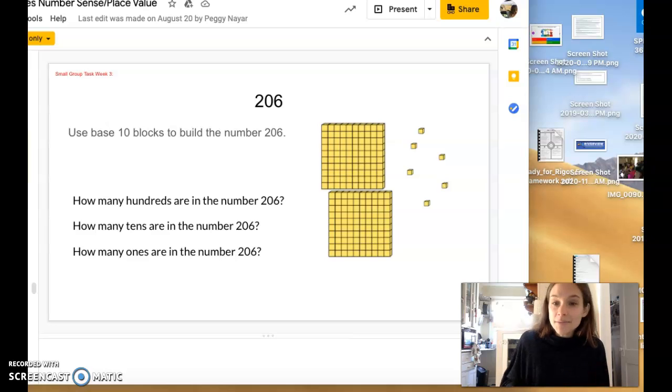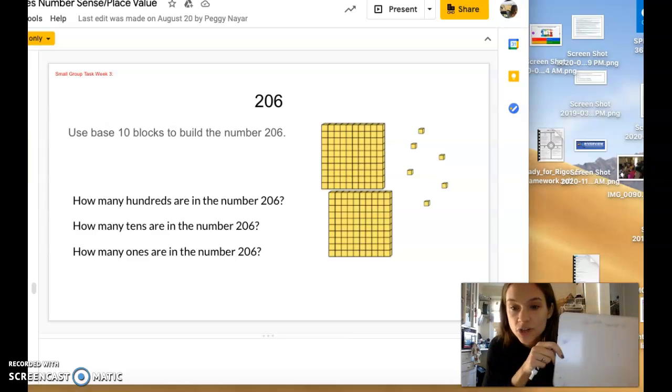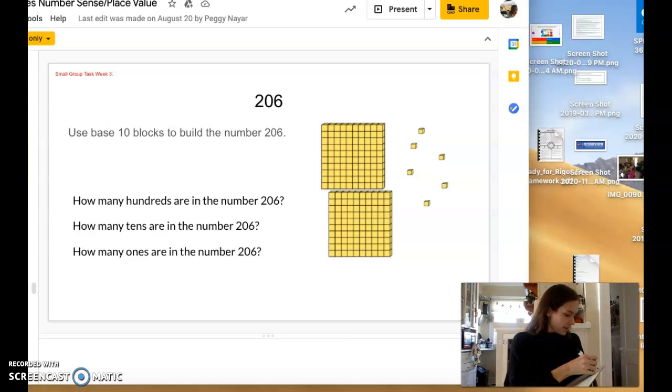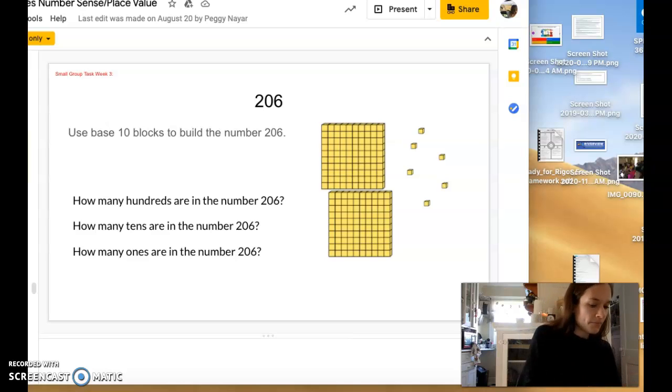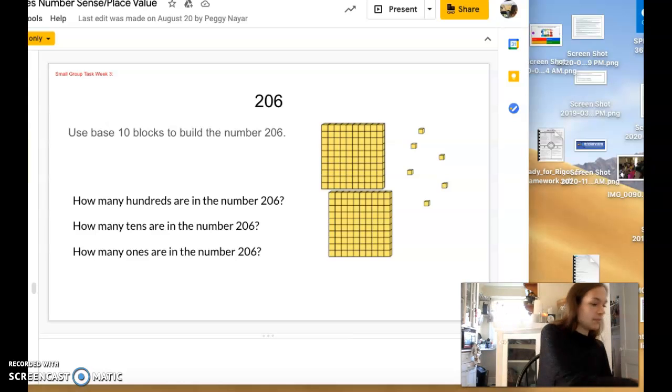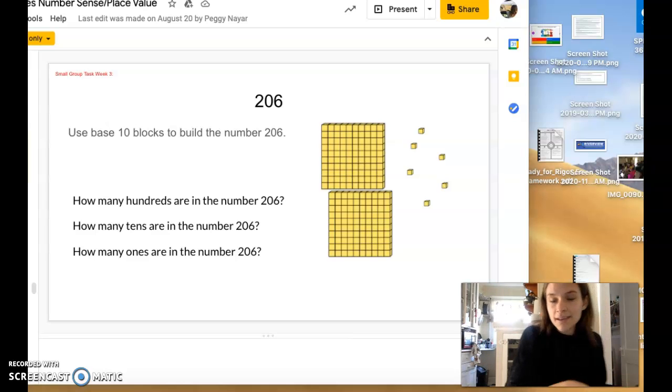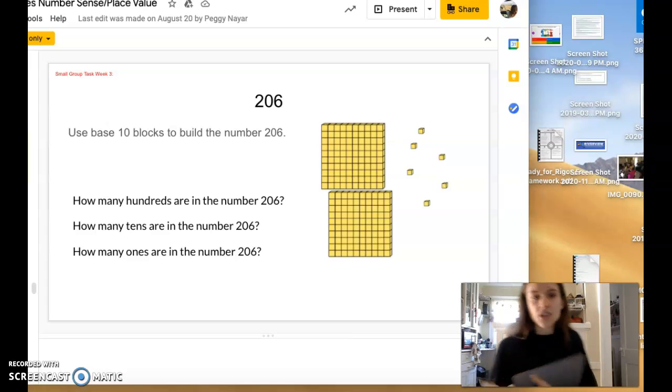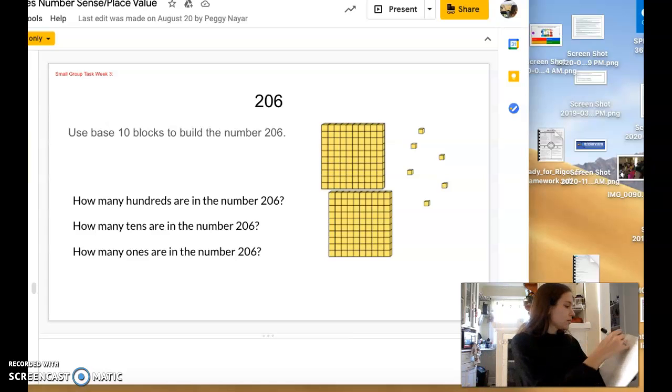All right, welcome to our math lesson. So the first thing we're going to do is we are going to set up our place value chart. I'm going to set mine up, and then I'm going to hold it up so you can use it to help you set yours up. Now, if you remember how to set up a place value chart and you don't need me, go ahead and set it up and then just double check with mine.